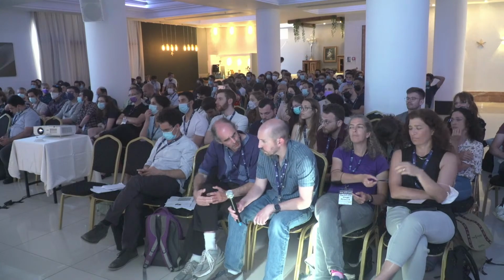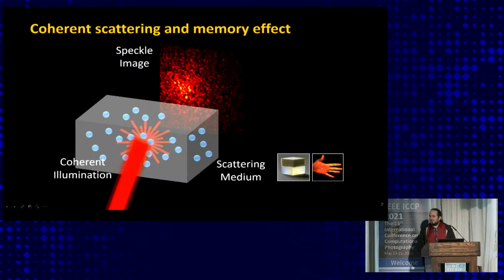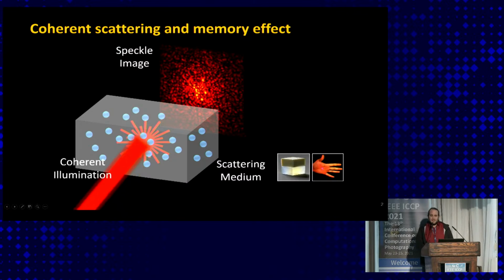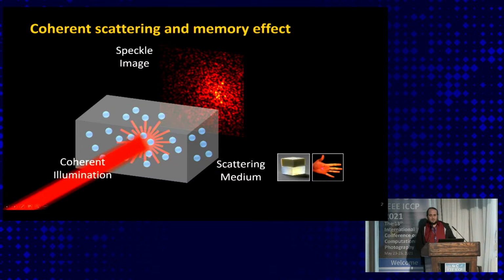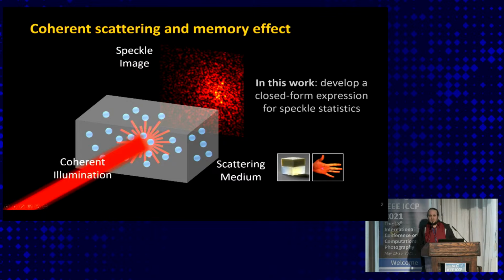So when we shine a laser beam on a scattering material, we get noise-like speckle patterns. These patterns have strong statistical properties, such as the memory effect, meaning that the speckle shifts as we shift the illumination beam producing it. These statistical properties are not very well understood, in large part due to the lack of tractable models for simulating them. In this work, we introduce a simple analytical model for speckle statistics and show that it is significantly more accurate than previous models.